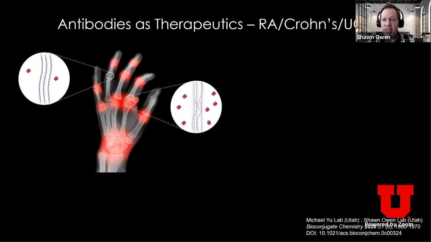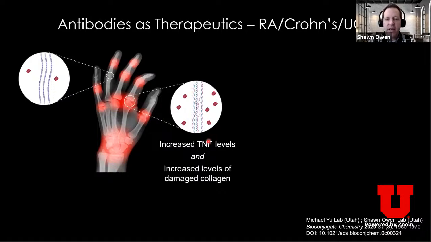So what was recognized by Michael Yu here at the University of Utah in the biomedical engineering department is that a lot of these sites of inflammation have other things besides TNF. So yes, if we look at an inflamed site, there's increased TNF levels, but there's also increased levels of damaged collagen. And collagen is something that we might hear about on the news. It's really a structural protein that helps keep everything together. So in healthy tissue, there's low levels of TNF and there's healthy collagen. So now we have something different between these two locations. We have high levels of TNF and we have damaged collagen.